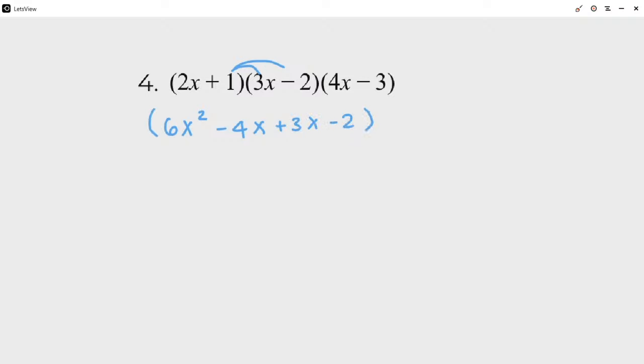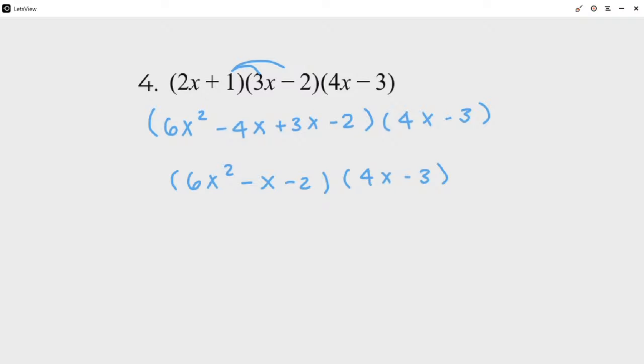So I was multiplying the first 2, but I still have to multiply all of this by 4x minus 3. But before I do that, I want to simplify this just so I can make everything combined. So this would be 6x squared minus x minus 2, since we can combine the negative 4x and the 3x. And we're going to multiply that to 4x minus 3.